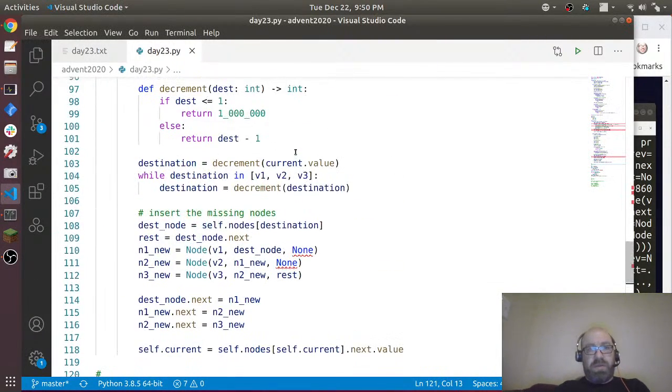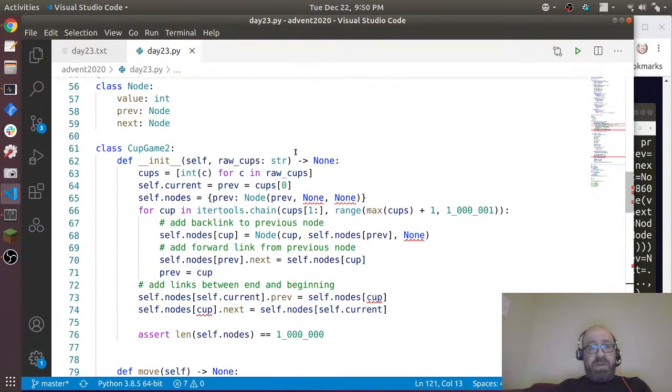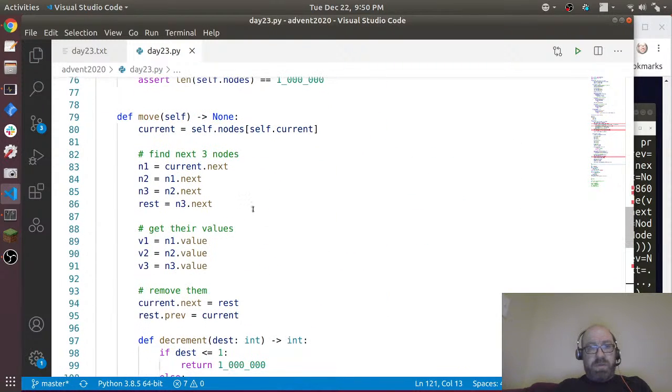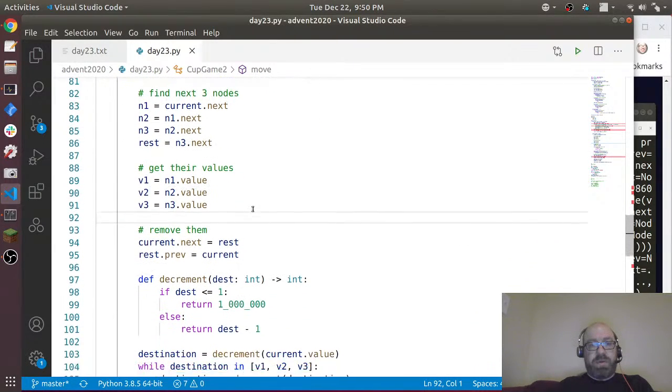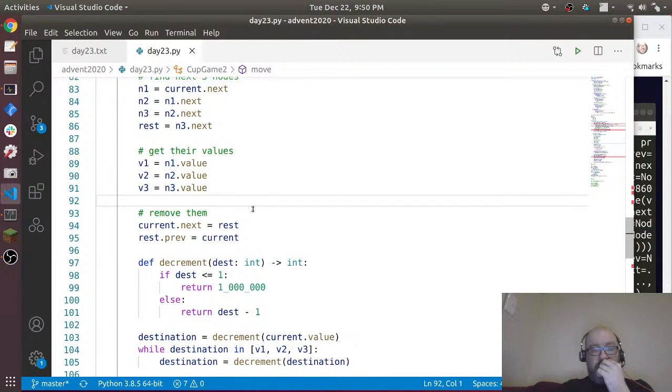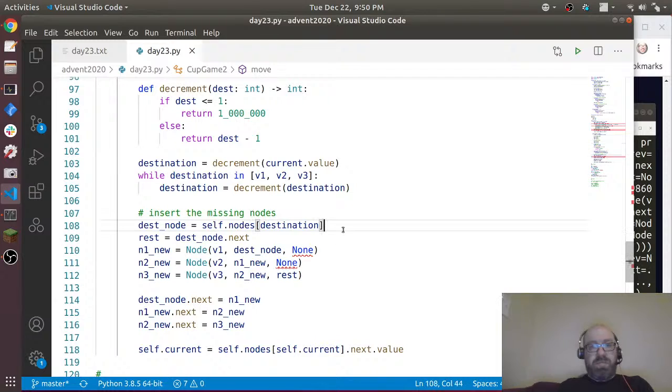So let's think about what I did very wrong here. Okay, so first off, I think I probably did this right. Find the next def move, current equals self.nodes, n1 equals current.next, find the next 3 nodes, rest equals n3.next, get their values, remove them, current.next equals rest, rest.prev equals current. Okay, so that should be fine. Def decrement, that should be okay too.